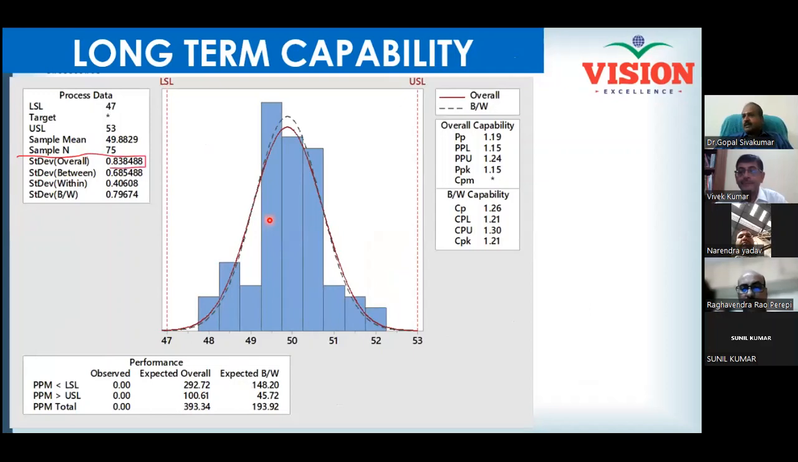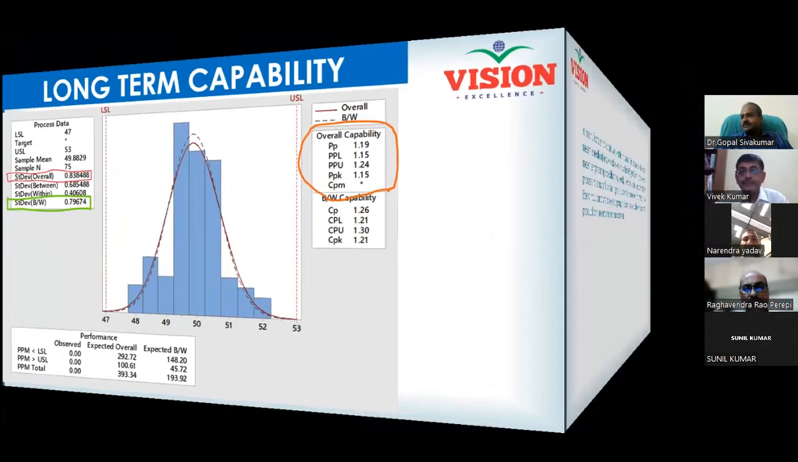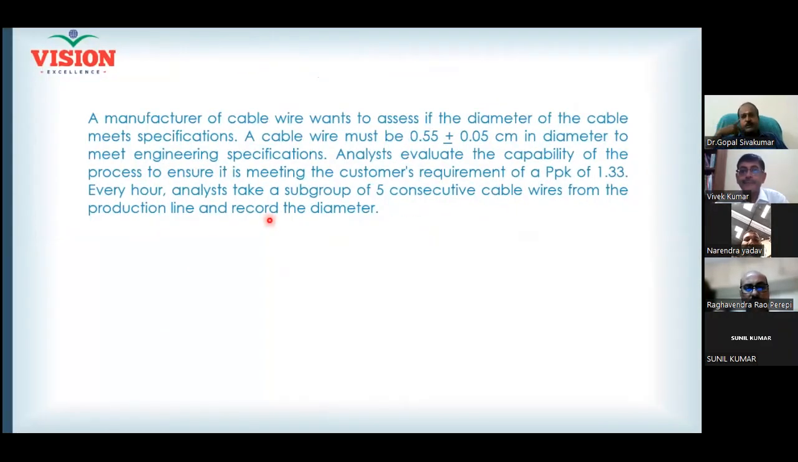So this is the same case only, and this is the overall standard deviation which we calculated, and the other standard deviations. And there is one more case, since you wanted one more example. A manufacturer of cable wire wants to assess whether the diameter of the cable meets the specification. The cable wire must be 0.55 plus or minus 0.05. Look at the specification, plus or minus 0.05. And to meet the specification, analysts evaluate the capability of the process to ensure it is meeting the customer requirement of a PPK of 1.33.